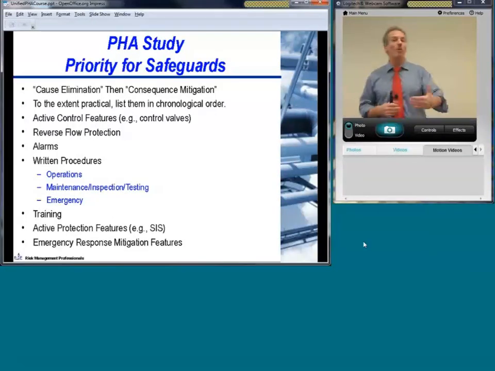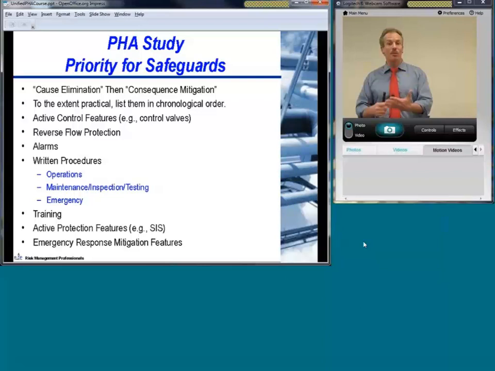And if multiple alarms result in the same action, as I mentioned before, if one alarm is clear, and the operator can clearly diagnose the event, 10 alarms may be worse. It may cause confusion. And you want to consider that during the HAZOP study. Listing multiple alarms shouldn't be treated as independent safeguards or necessarily adding to the reliability of the system, because you're still dependent on the operator to go through those steps to diagnose and take corrective action.